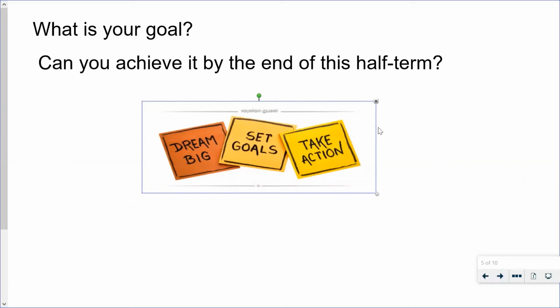So, what is your goal? Do you think you can achieve your goal by the end of this half term? If you don't think you can achieve that, that means your goal is not a realistic goal. So you need to think of something else you can achieve in a short time. Okay, so think of something that you have to improve over the next 2 weeks and make sure that you work really hard in order to do that.